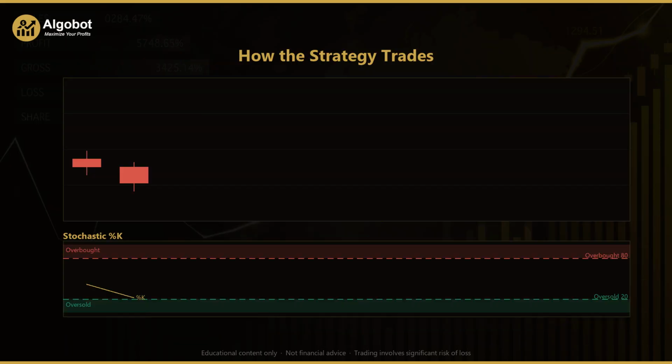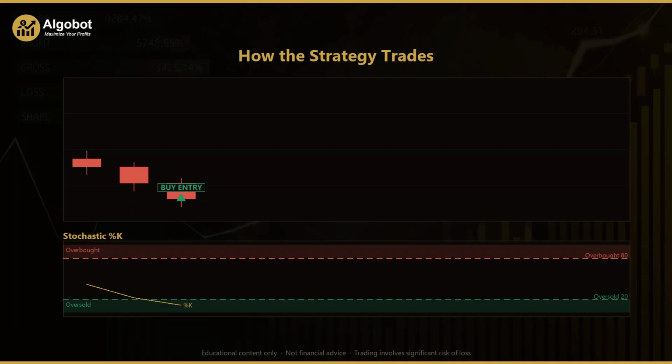Now let's bring it all together on a chart and walk through both a long and a short example, candle by candle. On the lower panel, you can see the stochastic %K line in gold, with the overbought level at 80 marked in red and the oversold level at 20 marked in green. We begin on the left, where price is drifting lower into a shallow dip. Notice the broader context. The market has been working higher, so the strategy is watching for a long.